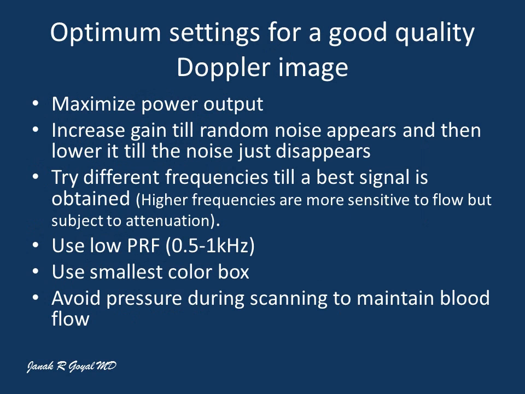Here is my recommendation for optimum settings for a good quality Doppler image. So what I want to tell you, maximize the power output of your machine and increase the gain till a random noise appears, and then lower it till the noise movement just disappears. Try different frequencies till a best signal is obtained. Higher frequencies are more sensitive to flow but subject to attenuation.